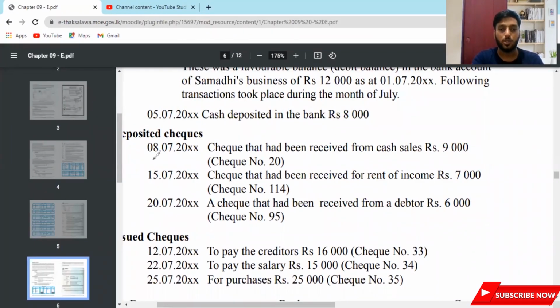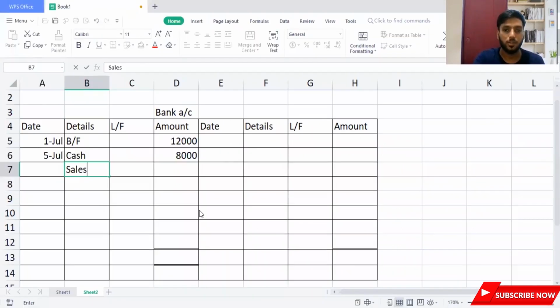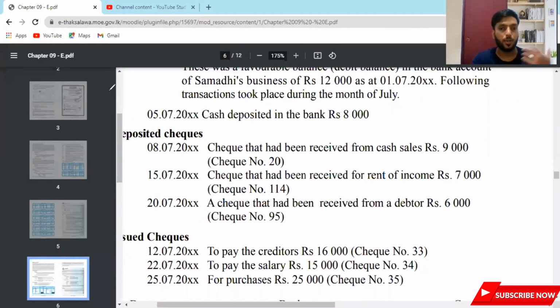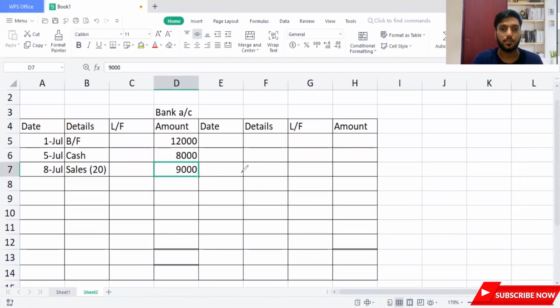Deposited checks 8,000. A check had been received from cash sales 9000. So you've got cash sales, so I'll better record it as sales. And remember to write the check number. What's the check number, guys? Check number is 20, and I'm going to write the date. So check number 20, and the date is 8 July. So here I'm going to write the date. Amount is 9000. I could have put it to cash account and transferred it, but I can directly say it as sales account because it's a check. Then we move on to the next part of the sum.